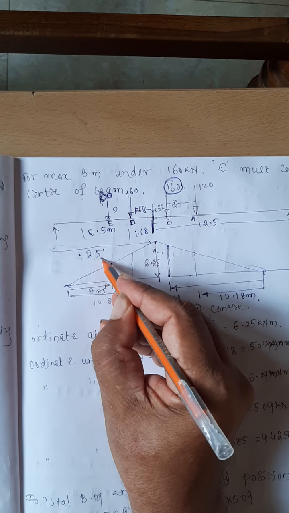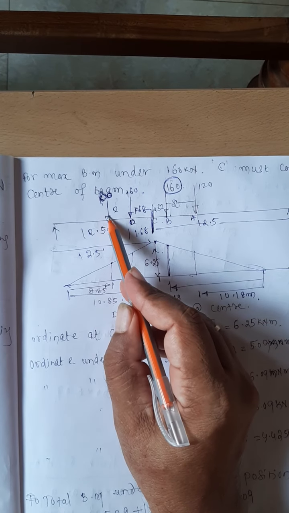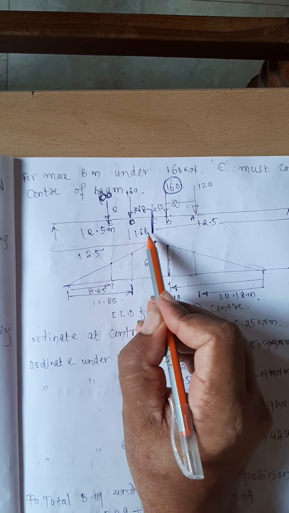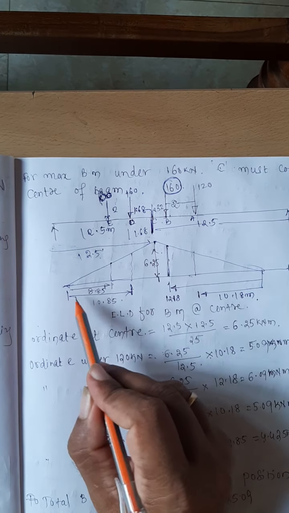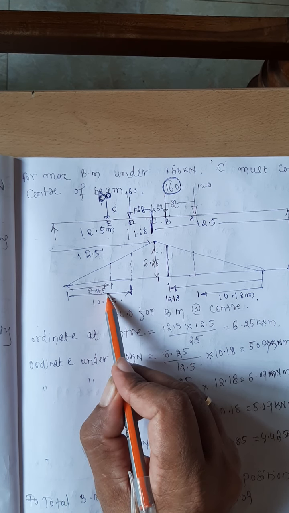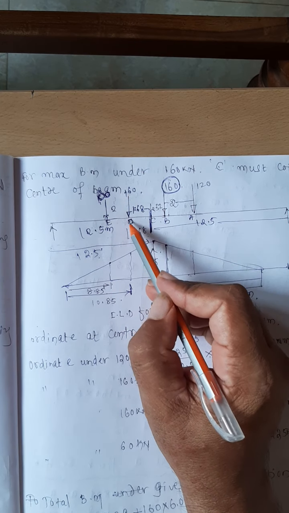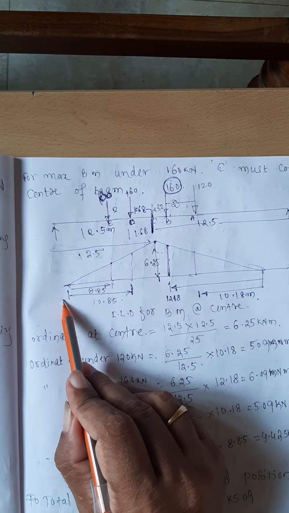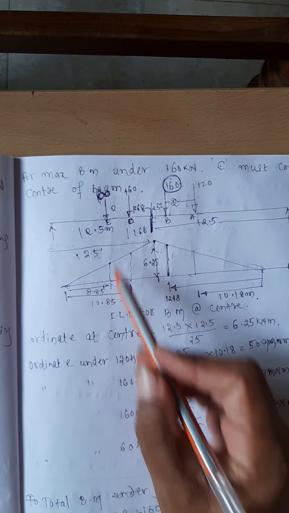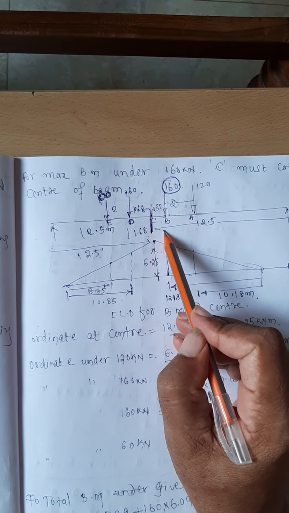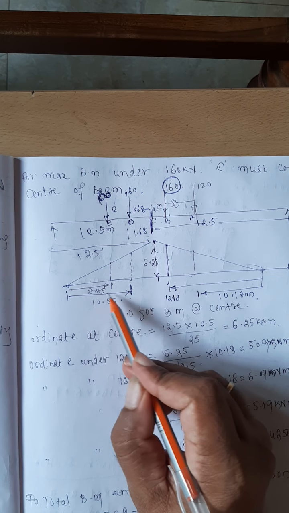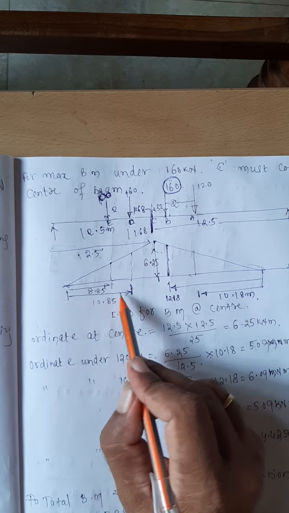Is it okay? 12.5. Therefore, what is this distance? 12.5 minus 1.68 minus 2. 12.5 minus 3.68 is nothing but 8.85. Right? Like that. What is the distance of this 160 from this end? Is equal to, total is 12.5. 12.5 minus 1.68 will give you 10.85. Is it okay? You got the position of this load.